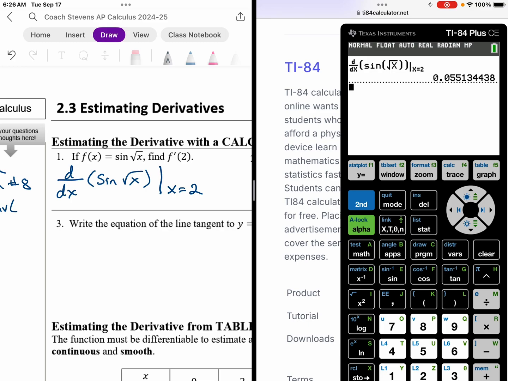So this tells us that the derivative evaluated at x equal to 2 is 0.055, so that's what m is equal to. That's our slope. That's the slope we get to use for the tangent line.